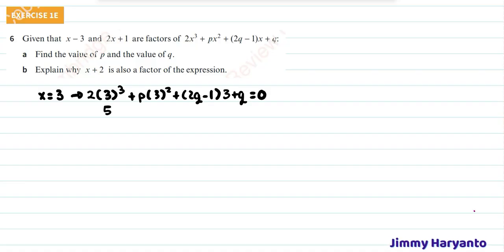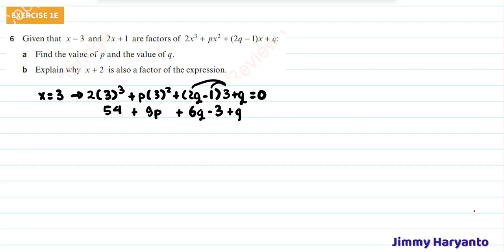This one is 54 plus 9p plus, multiplied by 3, this one 6q minus 3, and then plus q equals 0. And then 54 minus 3, my bad.